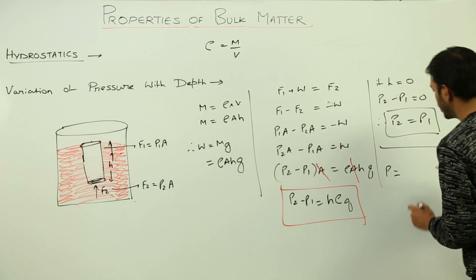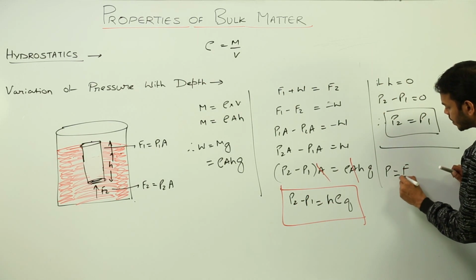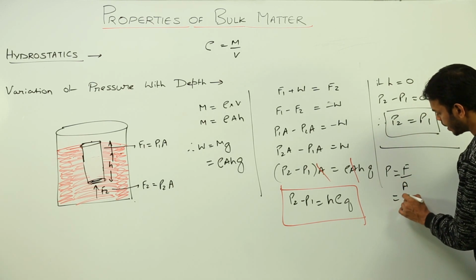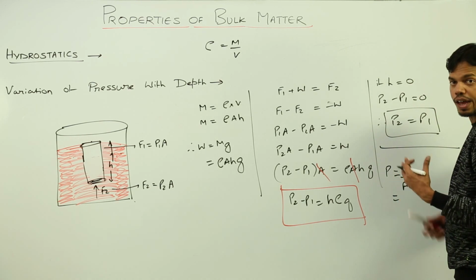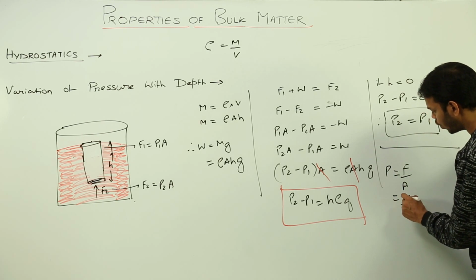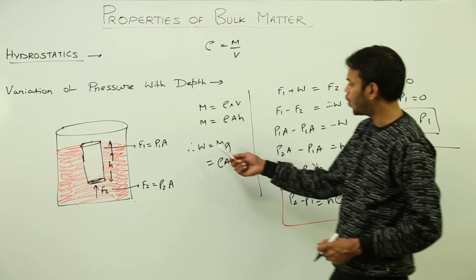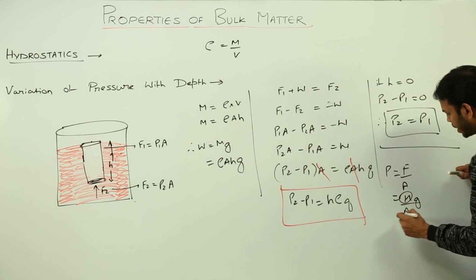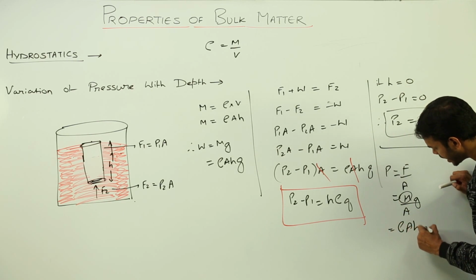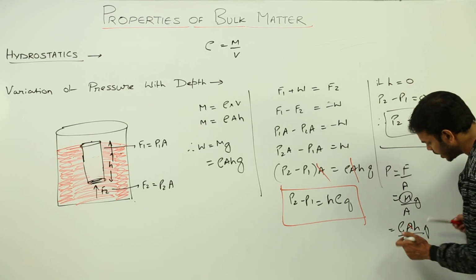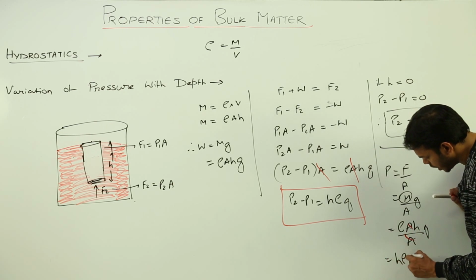So pressure is force upon area. What is force? Mass into gravity, so F is mg, m into g upon A. What is m? M is volume into density, so rho A h, and then multiplied by g, rho A h times g upon A. The A will cancel out and you will again get rho h g, or h rho g.